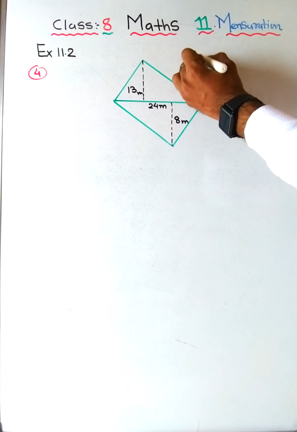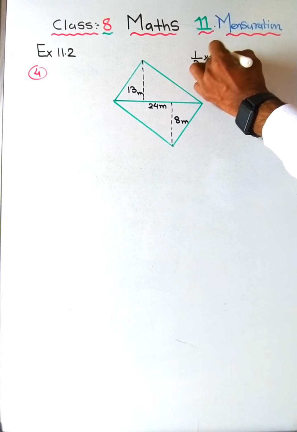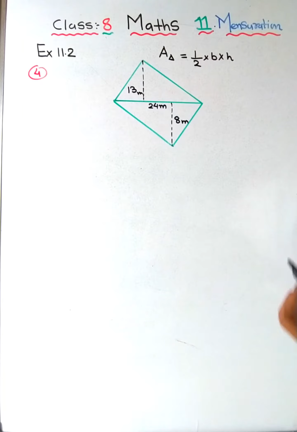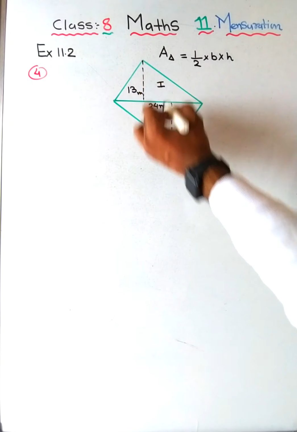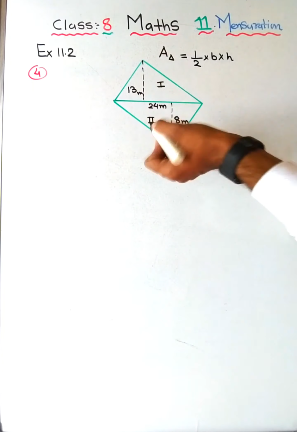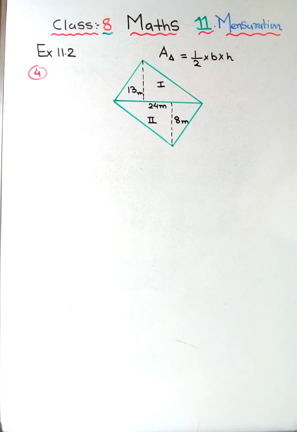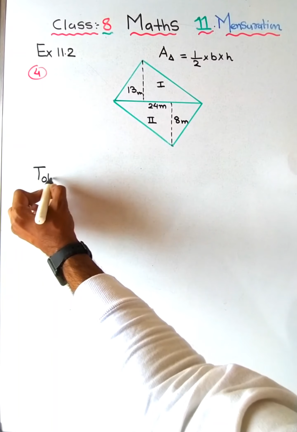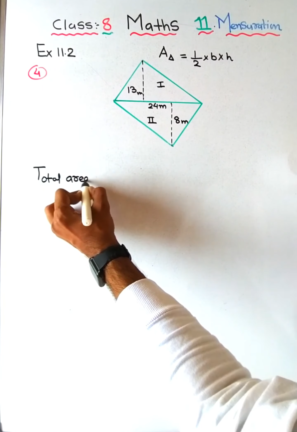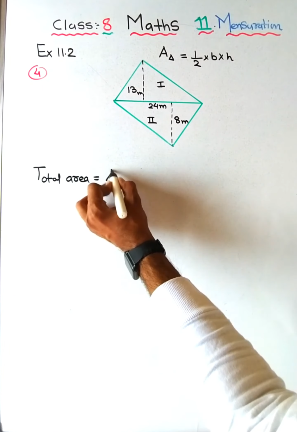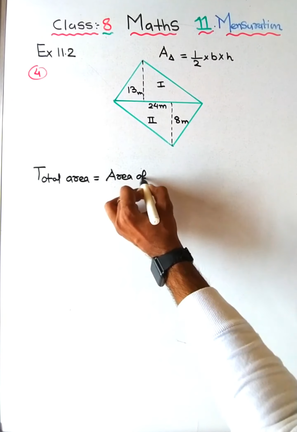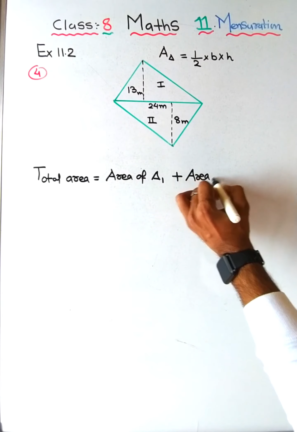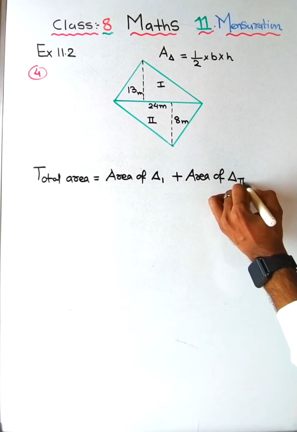Area of triangle is half base into height. This is the area of triangle. So we'll name this as triangle 1 and this as triangle 2, and then we'll add both of them to get the final area. Total area equals area of triangle 1 plus area of triangle 2.